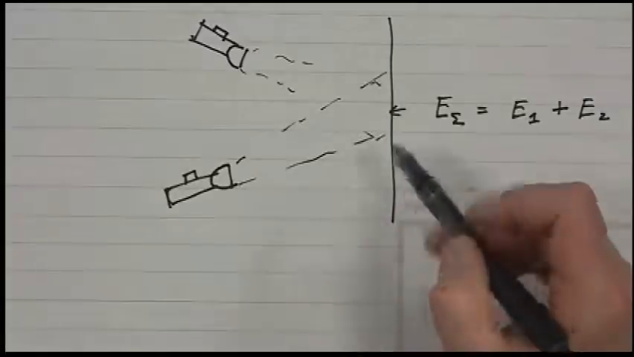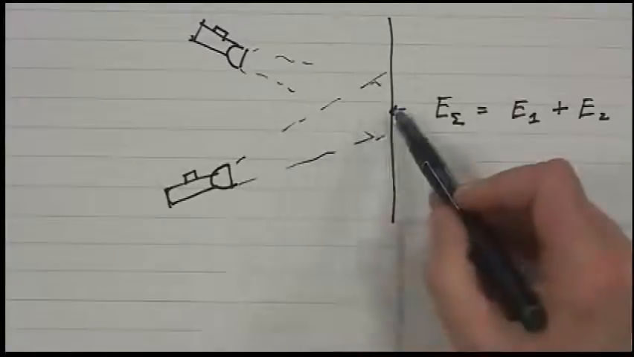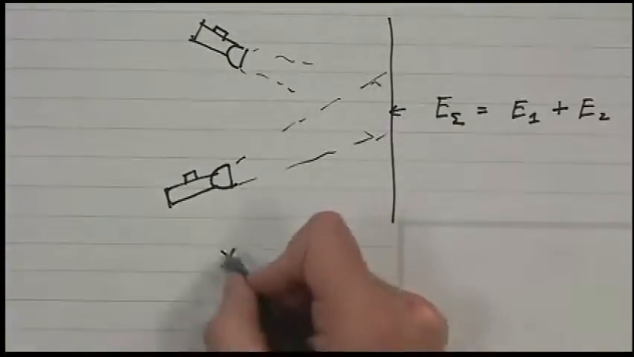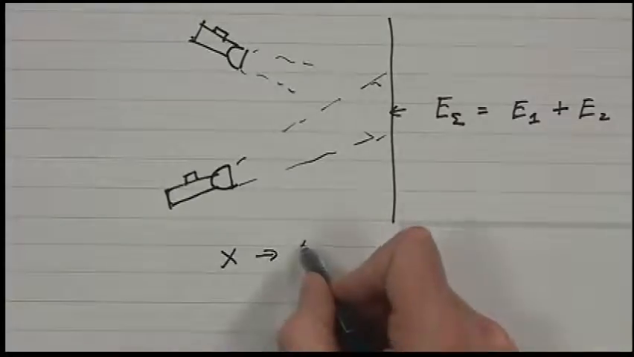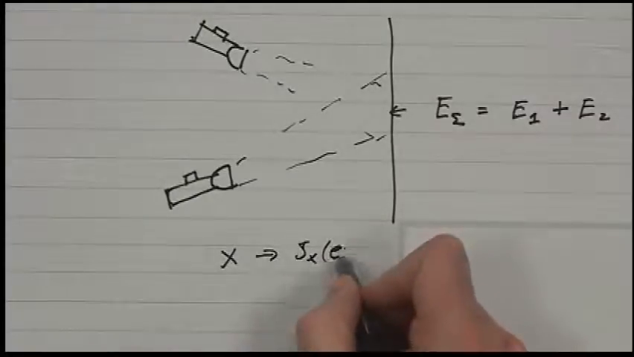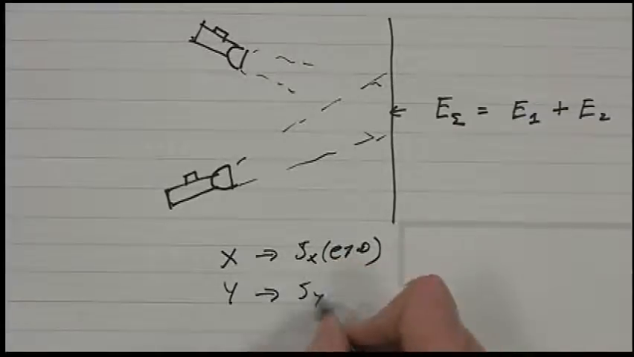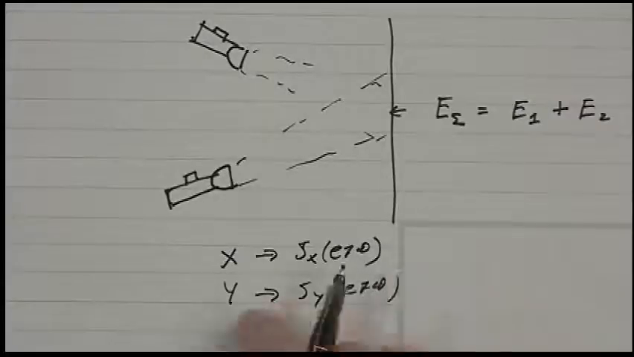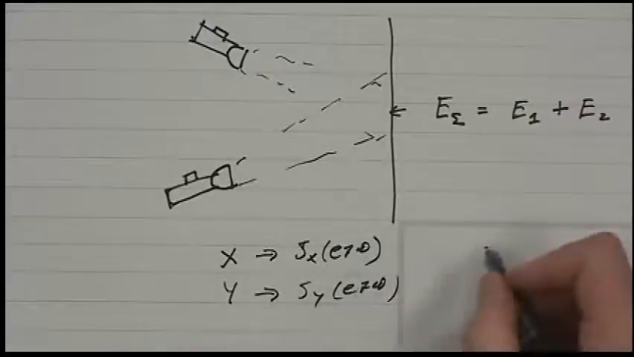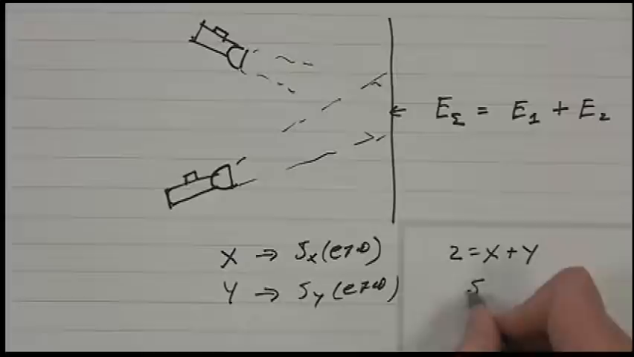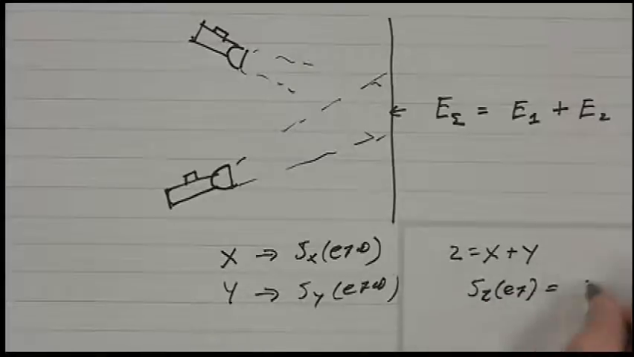diffraction fringes. But because the light is not coherent, it's like the random processes we learned about. If X is a random process and its power spectrum is S sub X of e to the j omega, and Y is a random process and its power spectrum is S sub Y of e to the j omega, and they're independent random processes and I add them together to get X plus Y equals Z, then the power spectrum of Z is going to be equal to the power spectrum of X plus the power spectrum of Y.